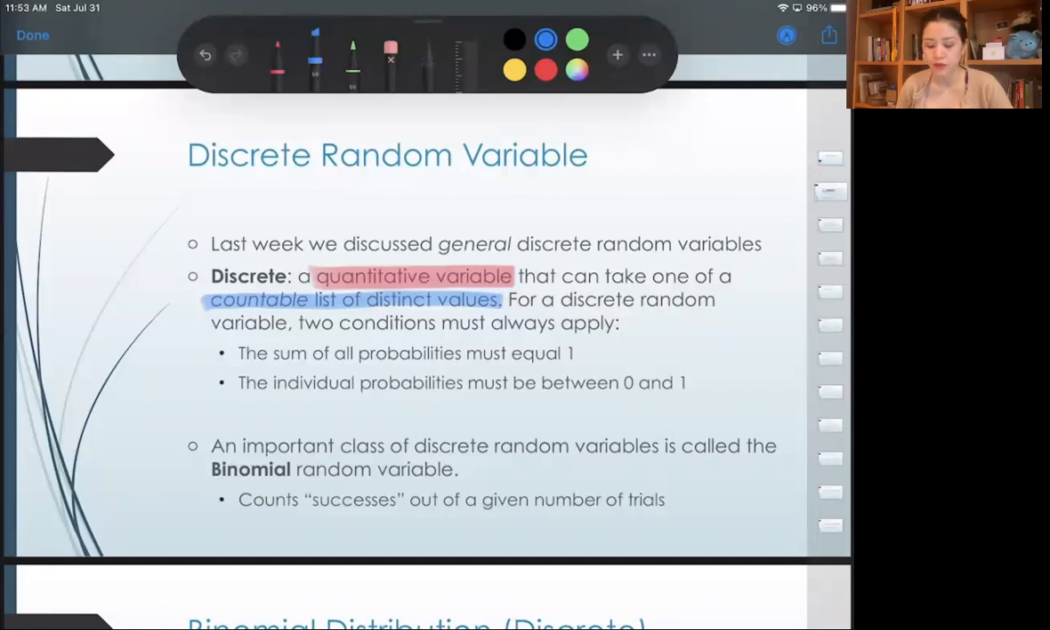Okay, and one important class of discrete random variables is called the binomial random variable. What a binomial random variable does is count the number of successes out of a given number of trials. So for example, if you flip a coin 10 times, and we're going to assign head to be the success event. Now, some other student might assign tail to be their success event. Doesn't matter, but here I'm going to assign head to be the success event. So out of the 10 times you flip the coin, how many times do you get the head? That will be the number of successes.